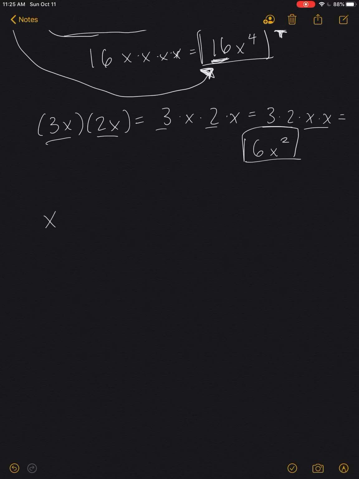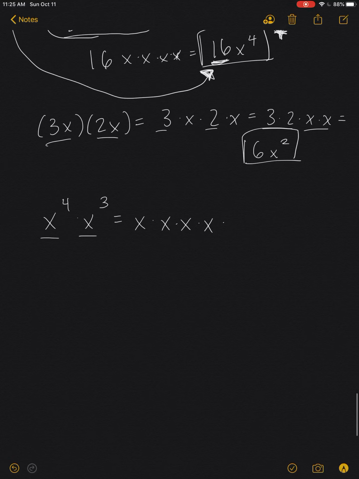Sometimes you might have something like this. There's actually a shortcut, so we'll do it the long way, and then we'll go over the shortcut. Say you're multiplying two exponents, but they have the same base. So let's write this out the long way. I want to try and combine them. So I have x to the 4th, so that's 4 x's, times x to the third, 1, 2, 3. And then I can combine them: 1, 2, 3, 4, 5, 6, 7.